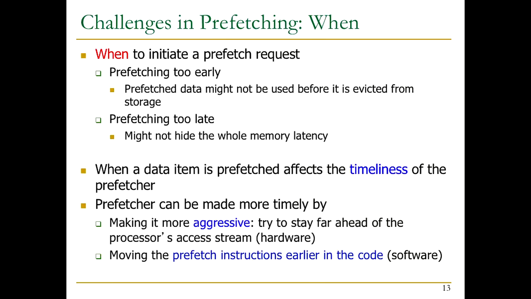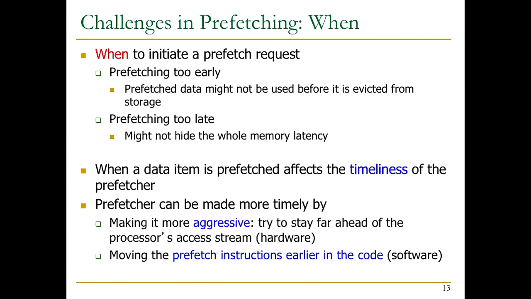Right? You can try to stay far ahead of the processor's access stream. So if the processor has a very simple pattern, called streaming, where you're accessing consecutive addresses n, n plus 1, n plus 2, n plus 3, and you figure out that you're not timely, maybe you prefetch 32 blocks ahead of the processor's access stream. Whenever the processor accesses block n, you prefetch block n plus 32, in anticipation that the processor will get to n plus 32 by doing the streaming behavior. So you always stay ahead.